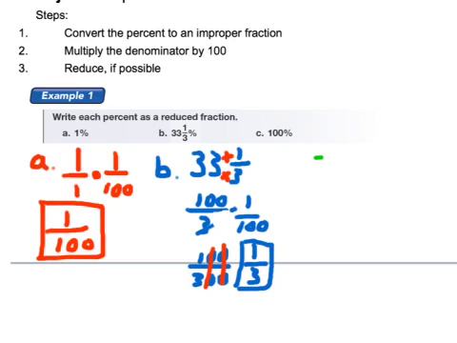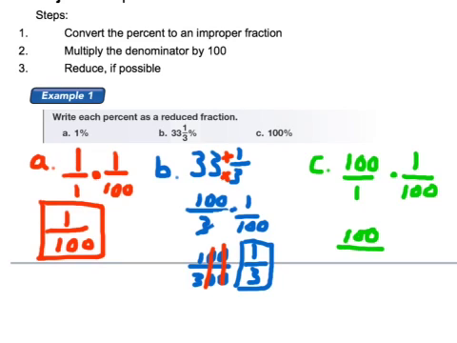And let's go to one final example, 100%. Again, the first thing you do is write it as an improper fraction. So we take the number and put it as the numerator and put it over 1. Then I'm going to multiply that by 1 over 100. Okay? Oh, there's two different ways you can do this. We can multiply straight across the top. 1 times 100 is 100. And across the bottom, 1 times 100 is 100. And 100 over 100 simplifies down to 1.